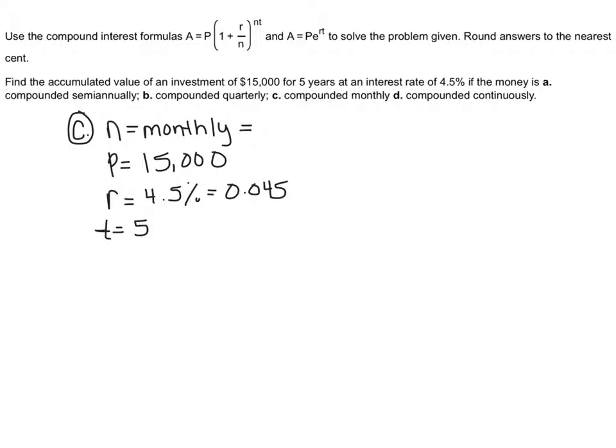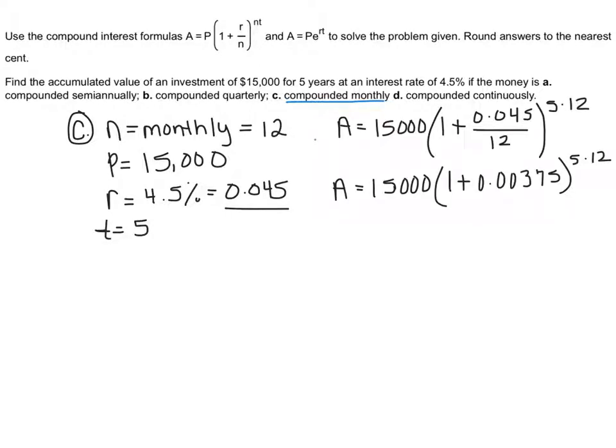Part C asks us to find the value of the investment if it was compounded monthly. Since there are 12 months in a year, our N in this case is going to be 12. And again, all other values stay the same. So our P is 15,000, our R is 0.045, and T is 5.